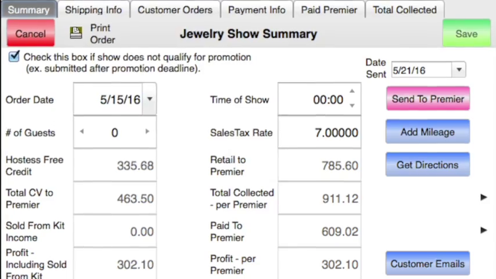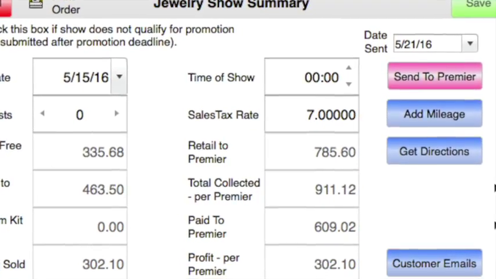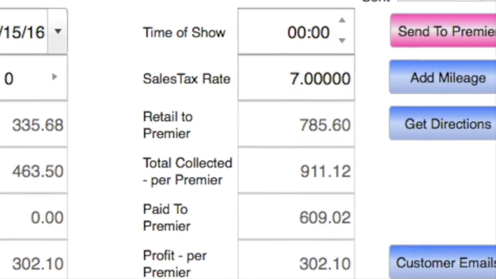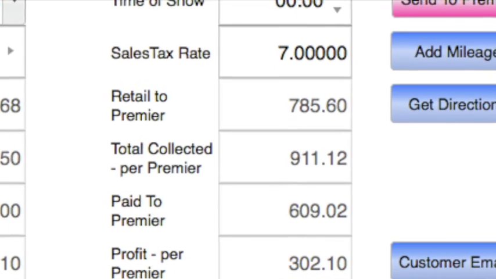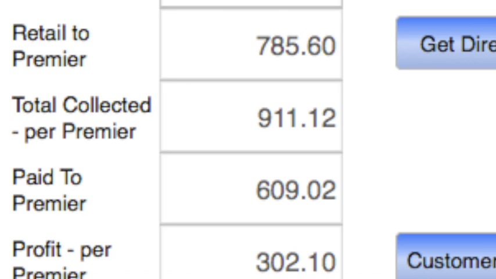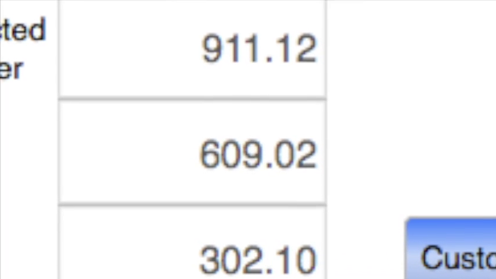Sometimes I get questions about the amount that we pay Premier and why does it seem so high? And did I really make my 50%? Yes, you did. So look at these numbers. Our show was $691.60, yet I had to pay Premier $609.02. Did I not make any money? No, of course I did.